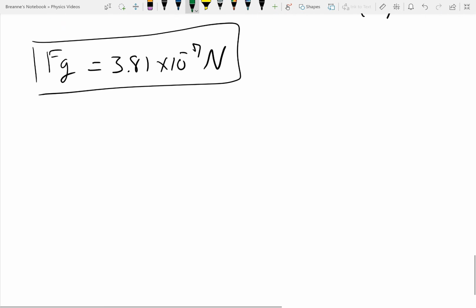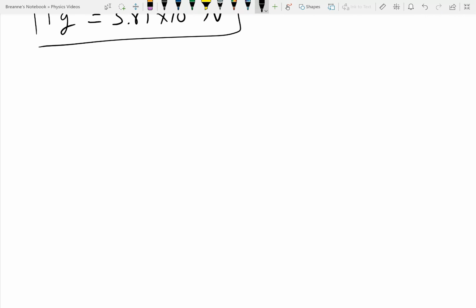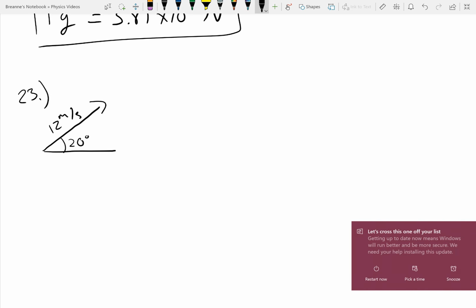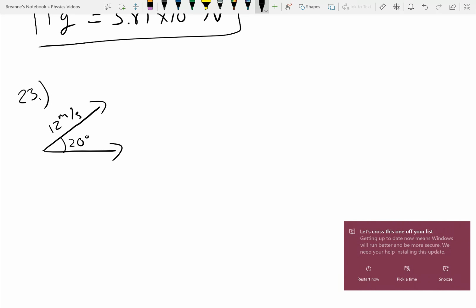So now I'm going to jump to 23. A track star in the long jump goes into a jump at 12 meters per second and launches herself at 20 degrees above the horizon. How long is she in the air before returning to Earth? So we have a velocity at an angle. Anytime we have a velocity at an angle, you have to break it into its x and y components.